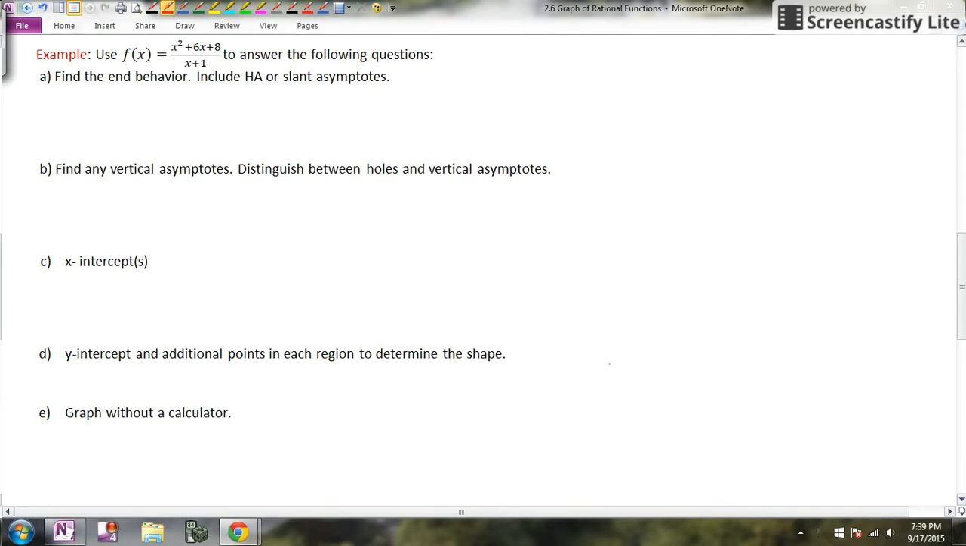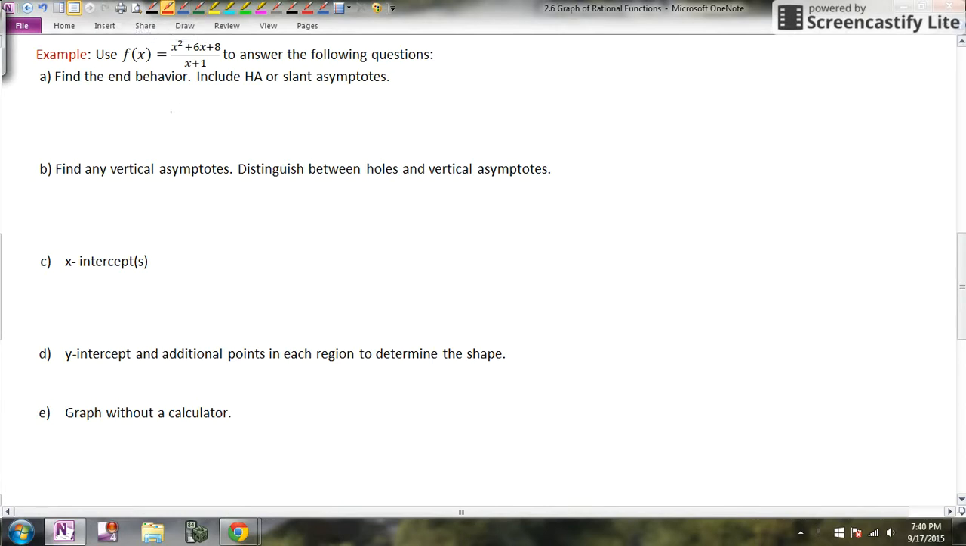Now let's look at this next example. I want to graph this bad boy. So again, you're going to do kind of the same thing. You're going to look for vertical asymptotes, horizontal asymptotes. You're going to try to find x-intercepts and y-intercepts, and then do your best to graph it. So let's give it a big shot here now.